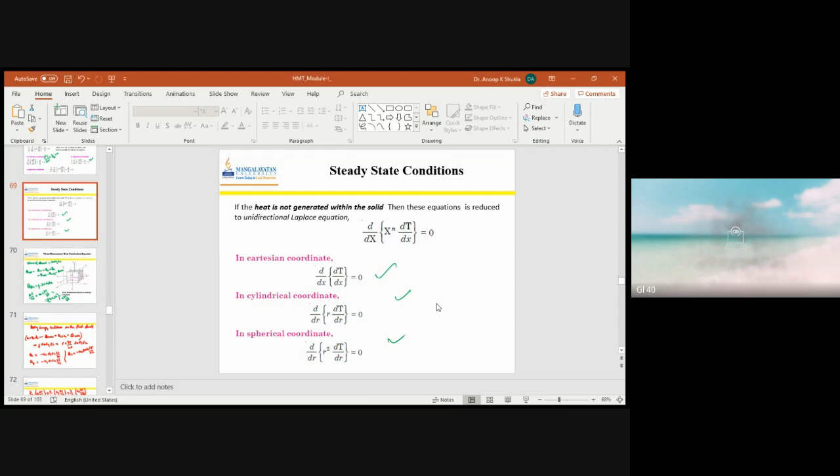So, in the last class, we discussed the steady state equations, steady state conditions for heat conduction. Today we will discuss the three-dimensional heat conduction equation.